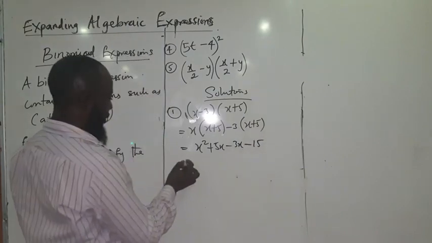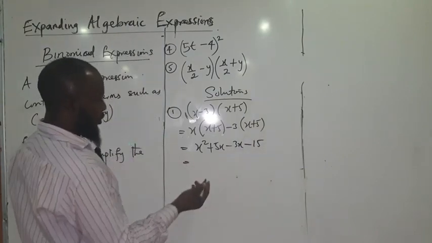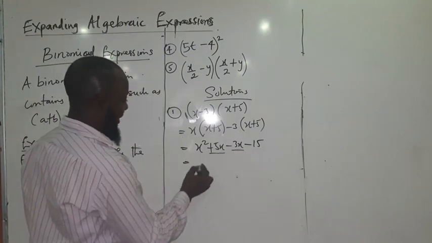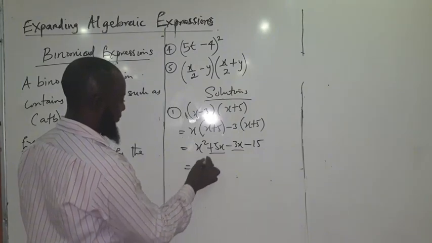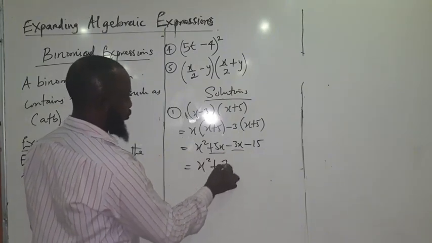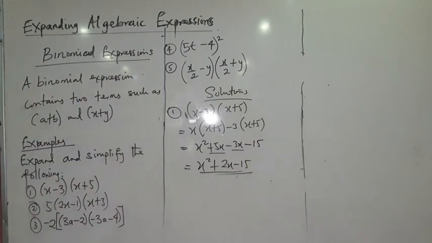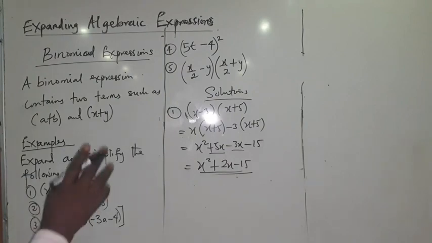So we will then simplify. So what is common? 5x and 3x are common. So that means 5x minus 3x, this will become x squared plus 2x minus what? 15. So this will become the answer for question number 1. I hope this is very clear.